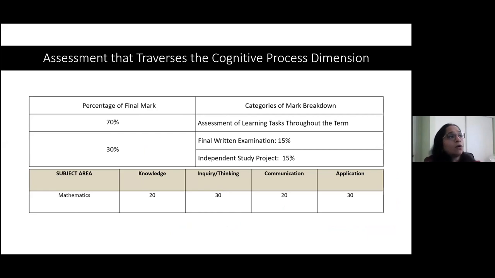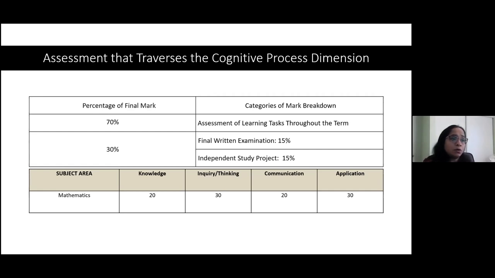Okay, so I'm going to talk now about how the assessment process in our school, or in my school particularly, traverses the cognitive process domain. What you can see over here is how marks are broken down. If the total weightage for the course is 100%, 70% of the marks are for ongoing learning tasks through the term. And the 30% is for the final summative assessment, which is 15% for a written exam and 15% for the independent study project or a culminating project, which is where I have focused more on the use of the visible thinking routines.